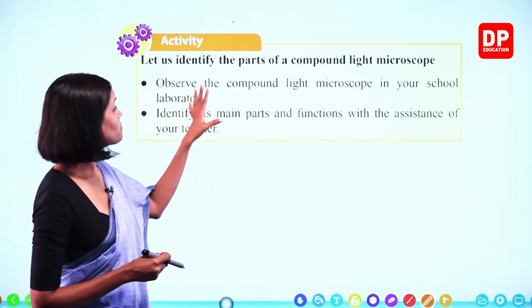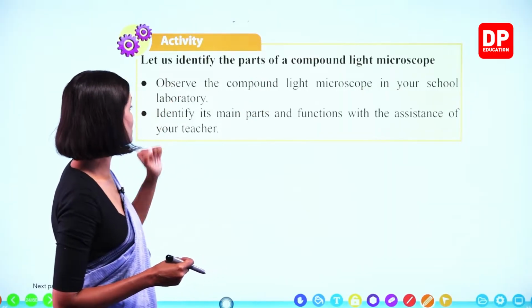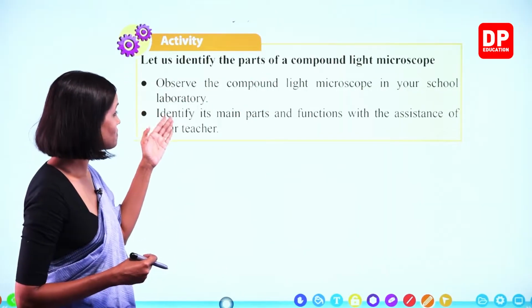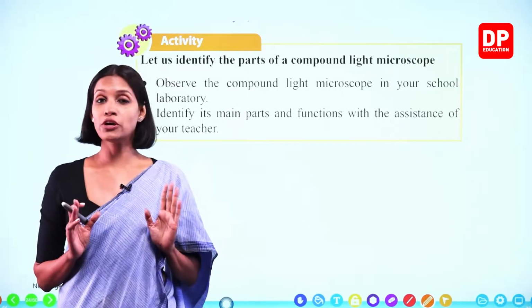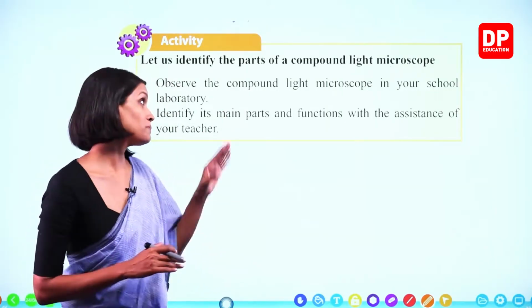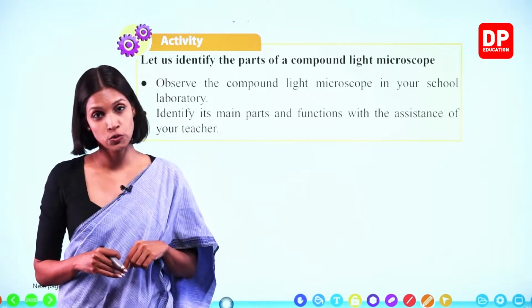So observe the compound light microscope in your school laboratory. Identify its main parts and functions with the assistance of your teacher. Now we are going to go to the lab to observe the parts of a compound light microscope.